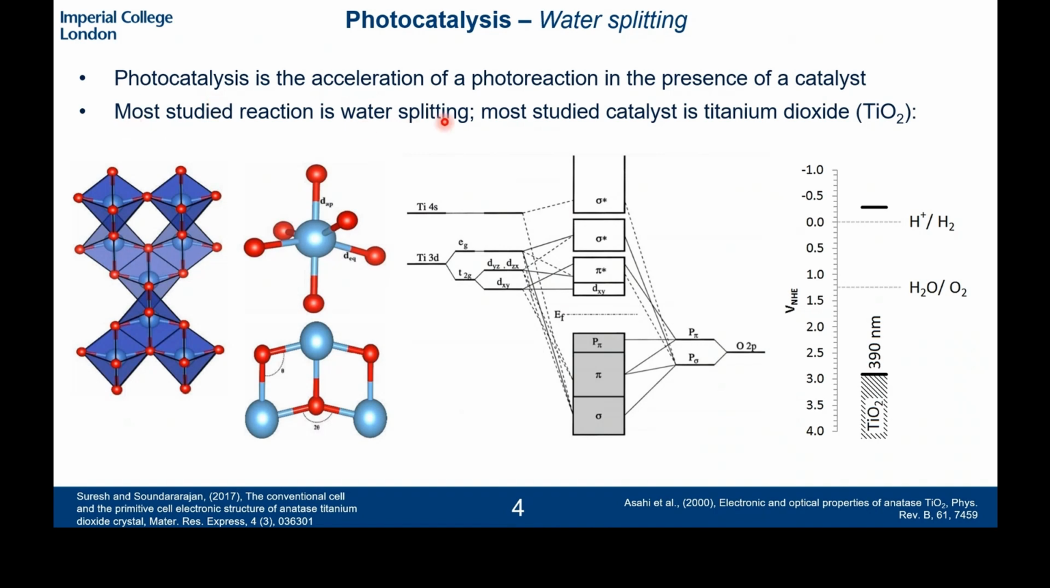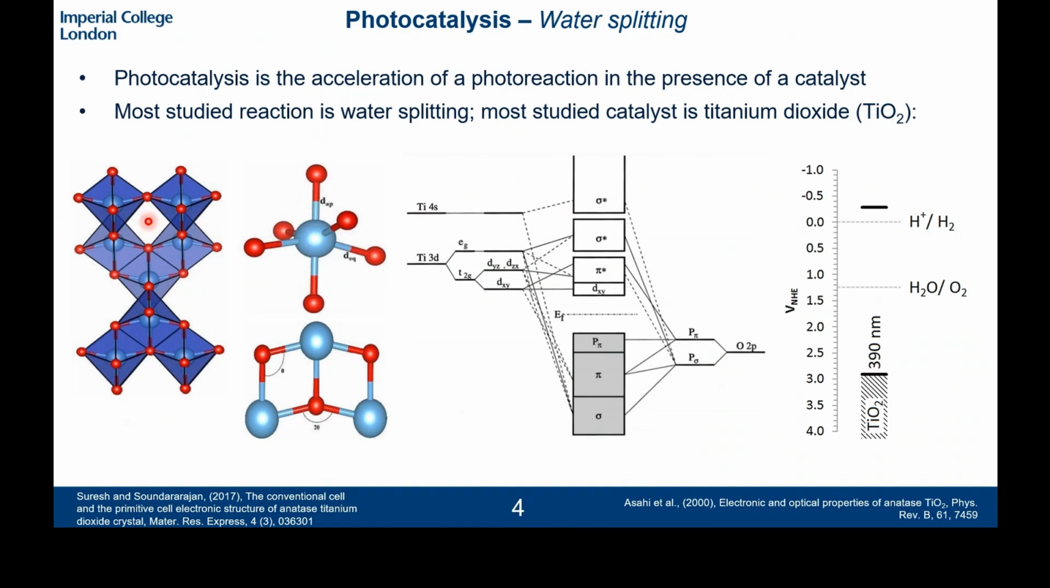The most studied reaction, as I said, of all of the different types of photocatalytic reaction is water splitting. And the most studied catalyst is titanium dioxide. So how does this catalyst even work? We need to understand a little bit about the material and its structure and its properties to understand how it can even absorb light and use the energy generated by absorbing light to drive the splitting of water into hydrogen and oxygen. So we need to look at the structure of the material.